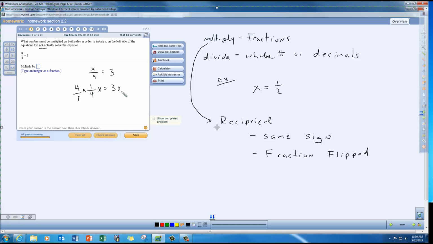And what you do to one side, you do to the other side. We're just not going to show the over 1 because 4 over 1 really means 4. Here, look what happens. 4's cancel out. We're just left with x having a coefficient of 1, and we get a solution of 12. But the question is, what are we multiplying by? So we're just multiplying by 4. Because 4 over 1 is just really 4.